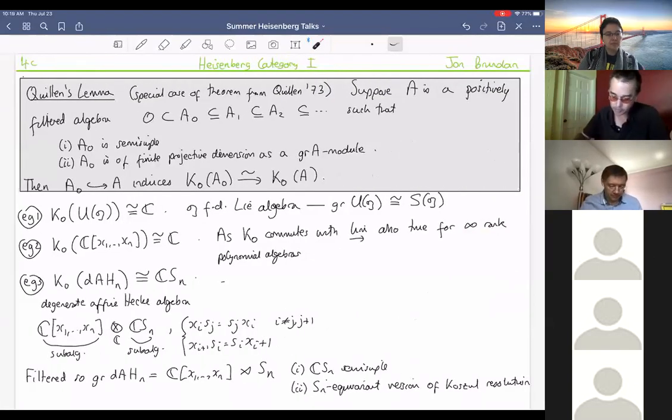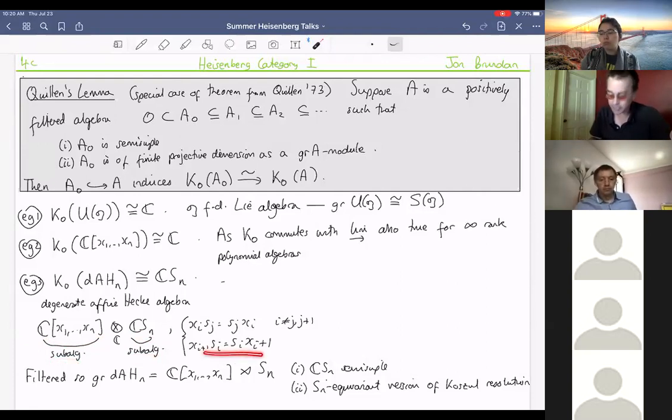The third example, which is going to be important for us, is somehow a little bit like the polynomial algebra case, except I'm going to add in a symmetric group Sn as well. In fact, what I'm going to look at is this degenerate affine Hecke algebra, DAHA_n. It plays an important role in this Heisenberg story. This is a tensor product of the polynomial algebra and the group algebra of the symmetric group. Those two algebras are both subalgebras.